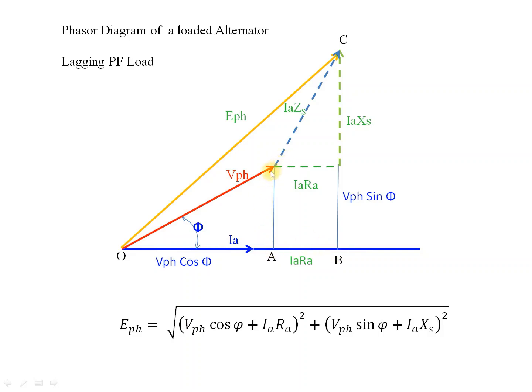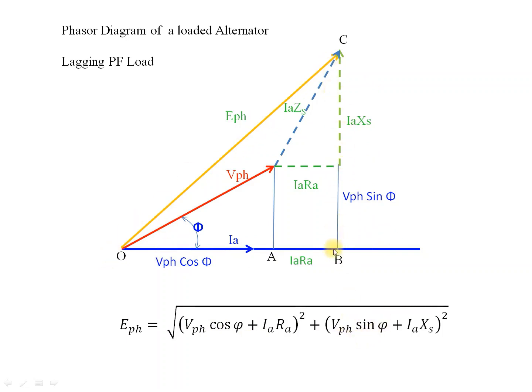And if we want to find the E phase value, we need to add V phase with IA ZS. IA RA plus IA XS will be IA ZS. So if we add V phase with IA ZS, then we will get E phase. From this graph we can find the V phase cos phi on this side, because this is going to be a triangle. Then we have V phase cos phi on this side and IA RA on this side. If we add these two values, we get this side, and if we add these two values, we get this side.